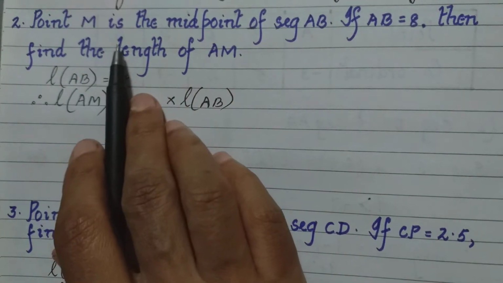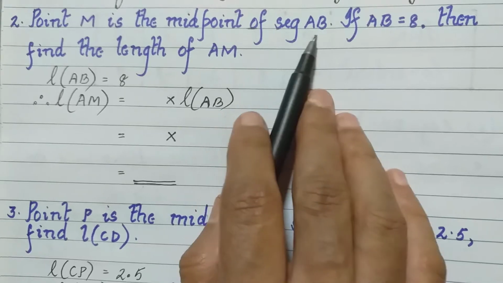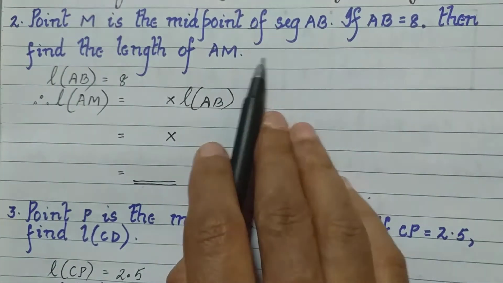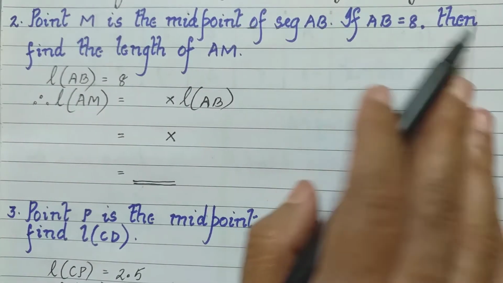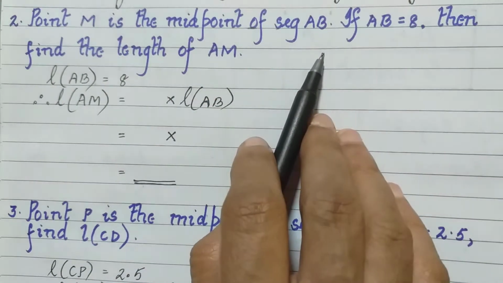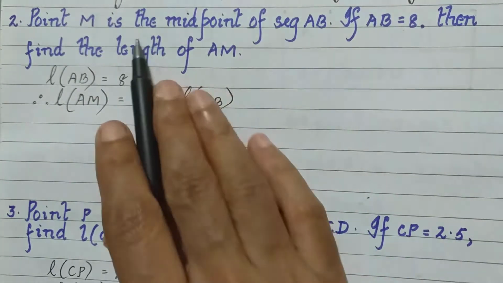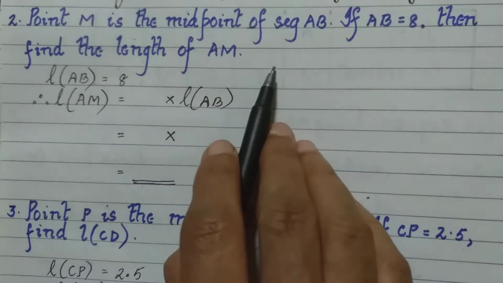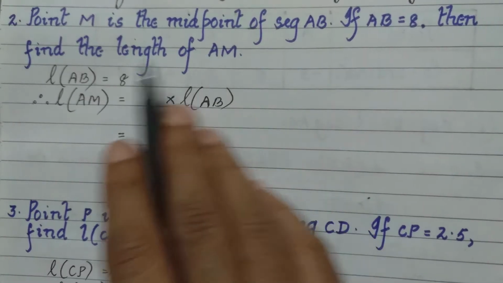Going to the second question of practice at 1.2. Point M is the midpoint of segment AB. So there is a segment AB, where they have said that AB is 8 and M is the midpoint of it. So it is half the distance, we know that. So M is in the middle of segment AB. They have asked to find the length of segment AM.